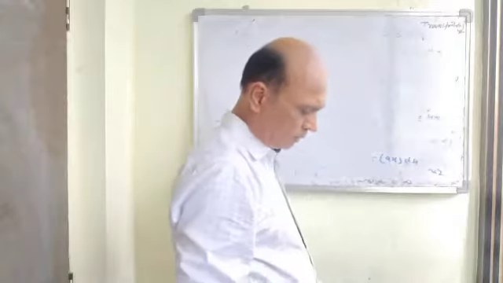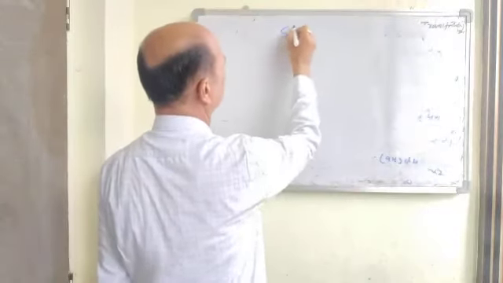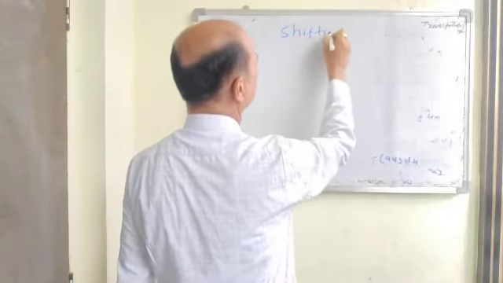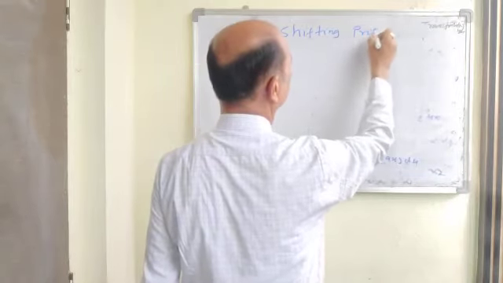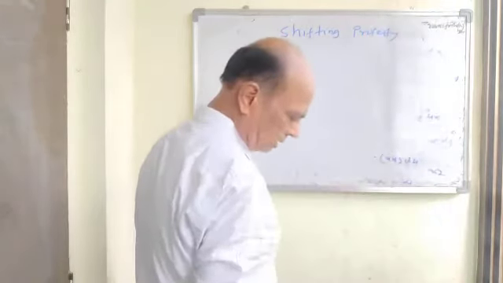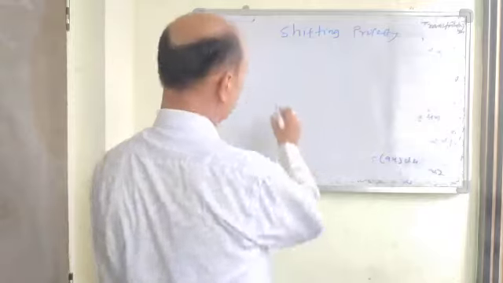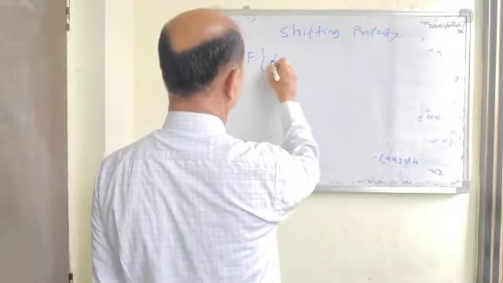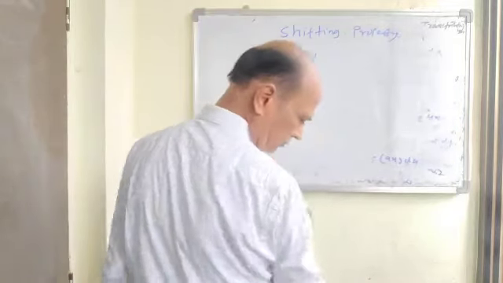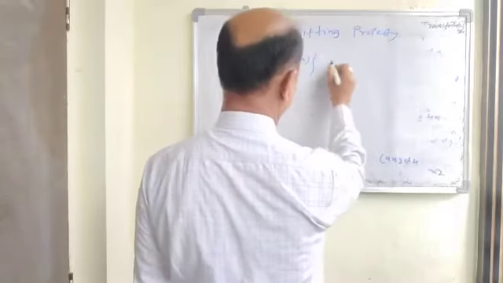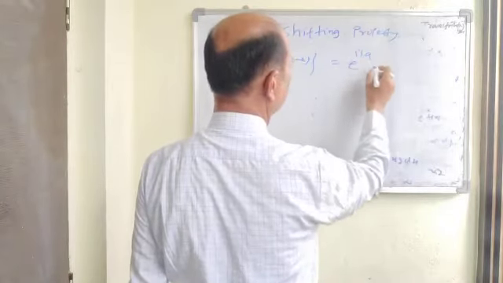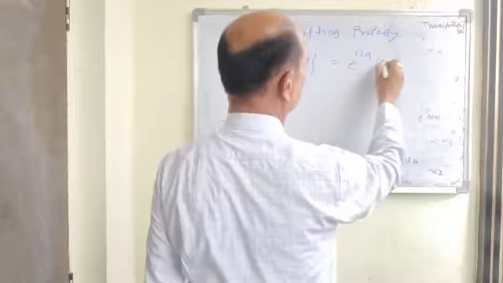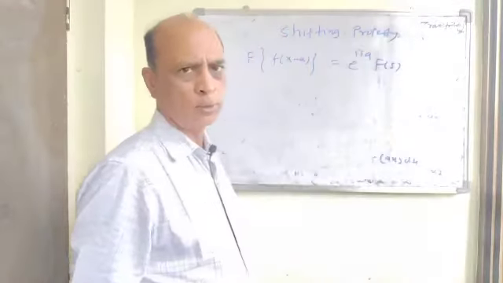Now there is a property, that is a shifting property. Next, shifting property, that is F of f of x minus a is equal to e to the power isa into F of s. This we have to prove now.